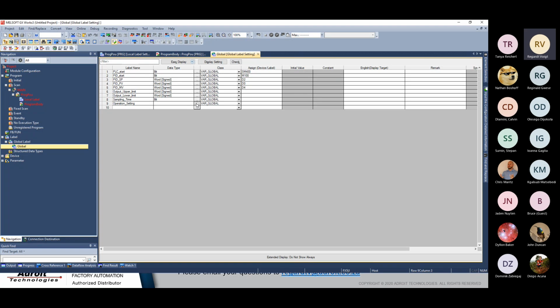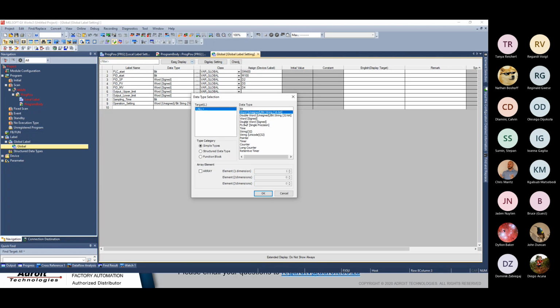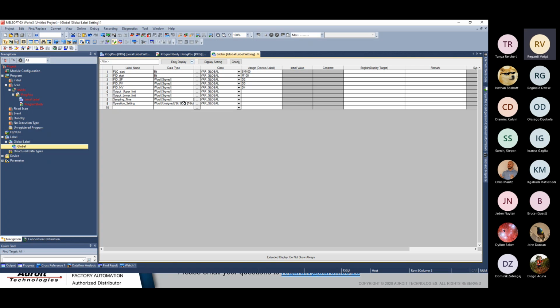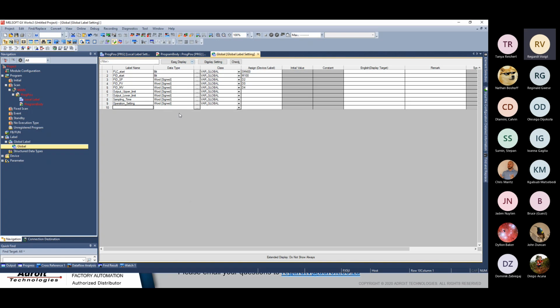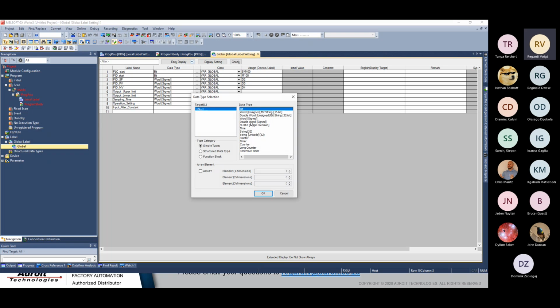Another function of the operation setting will be to use it for auto tuning. That's what we'll look at next time. Okay. Then we've got your input filter constants. This is for damping purposes and to reduce noise. This will also be a word.